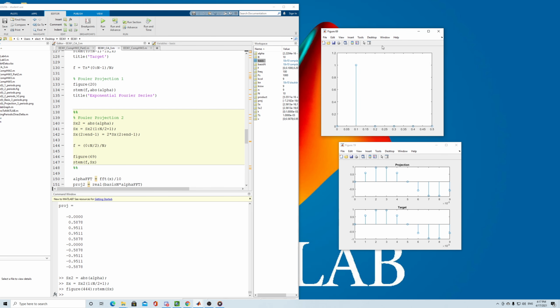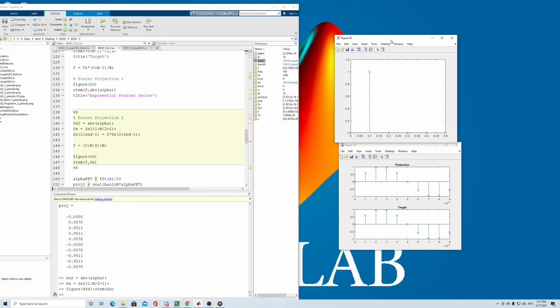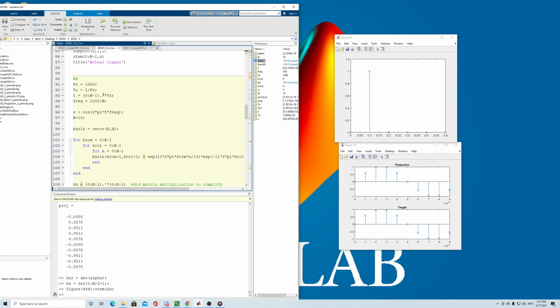So that goes away. There we go. That's exactly what I wanted to show you. So now you see we have our base signal. We have a matching 1 at this frequency, and then we have that 0.5.